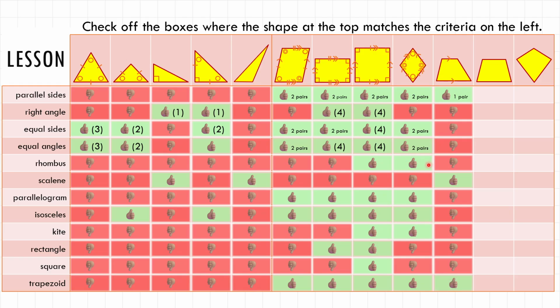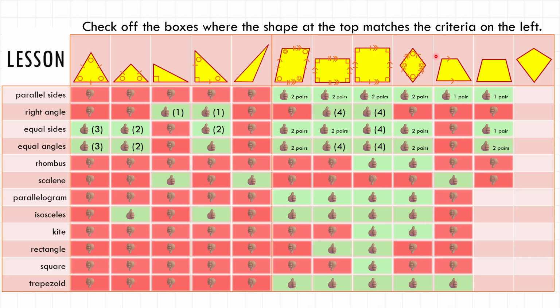It's not scalene. It is a parallelogram because actually these two sides are parallel and these two sides also are parallel. And it is isosceles because it has at least two sides equal. It is technically a kite as well because adjacent sides are equal. It's not a rectangle because it doesn't have 90-degree angles or a square, but it is a trapezoid because it does have two sides that are parallel.